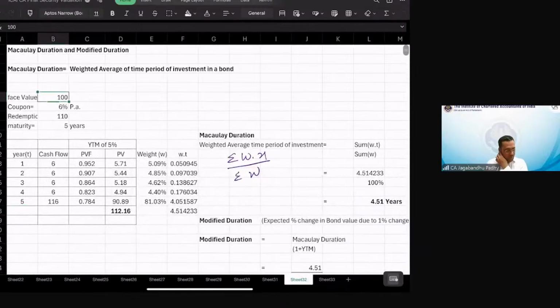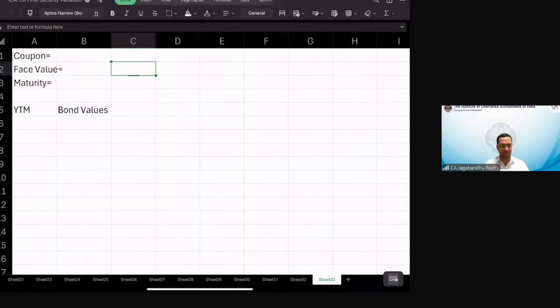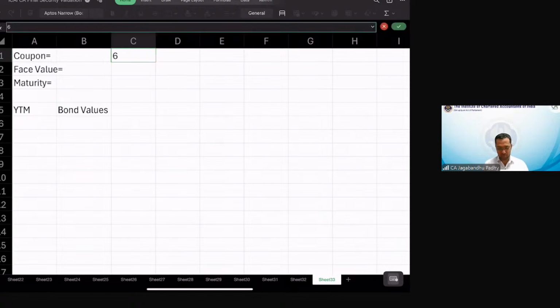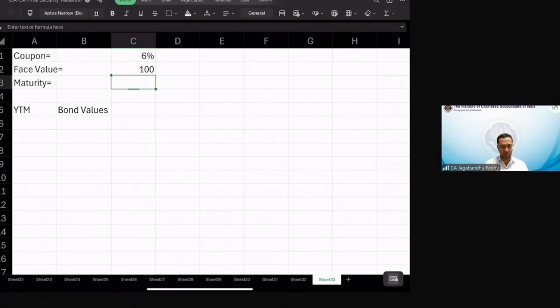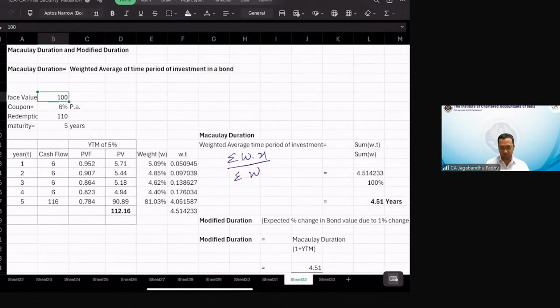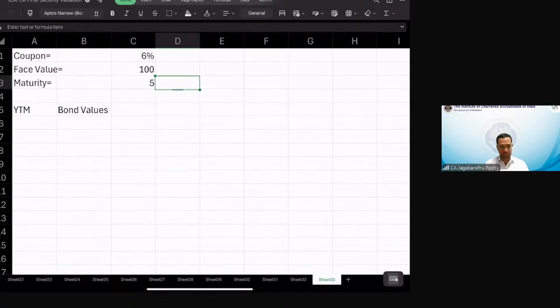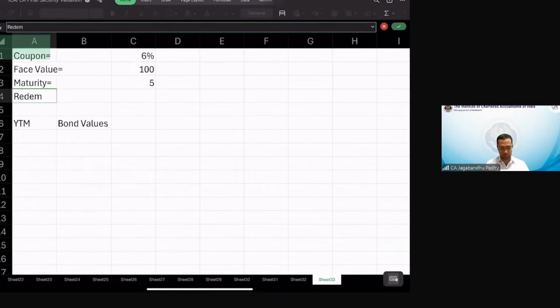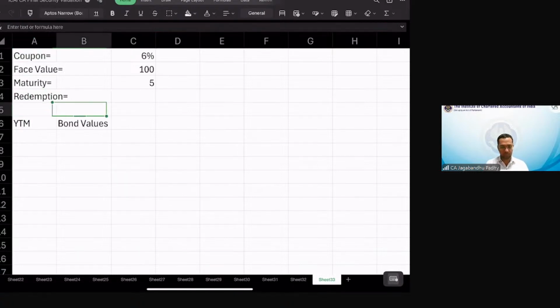Face value is 100, coupon is 6%, redemption is 110. So coupon is 6%, face value of 100, and maturity period was 5 years. And the redemption value is 110. Okay. Now, for different values of YTM, we will definitely get different values of bond, right?